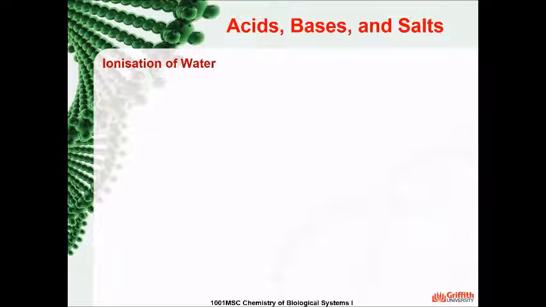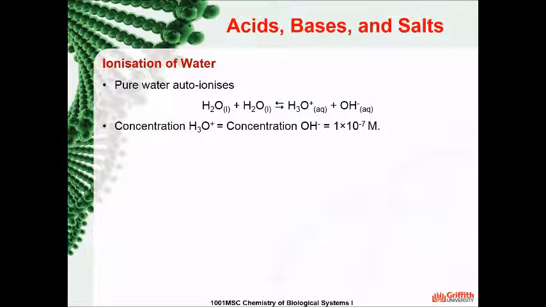Pure water goes through auto-ionization, meaning it starts ionizing with itself. This is shown as H2O plus H2O converts to H3O+ plus OH-. At 25 degrees Celsius, if we measure the concentration of those ions, we find it as 10 to the negative 7 molar. So, if we multiply those together, we get 10 to the negative 14.